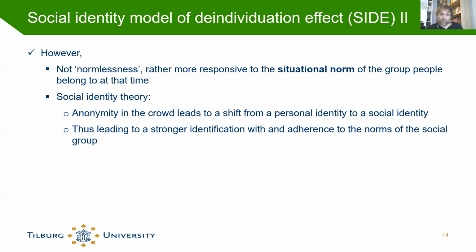So they say, well, when you're anonymous, you're not normless, but you're more responsive to the social situation of the group. When you're anonymous in a crowd, your identity can shift from a personal identity to a social identity, leading to a strong identification with the norms of the group that you're in. Also still pretty vague.